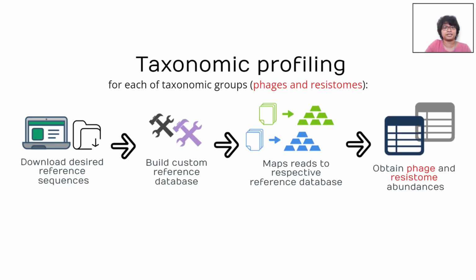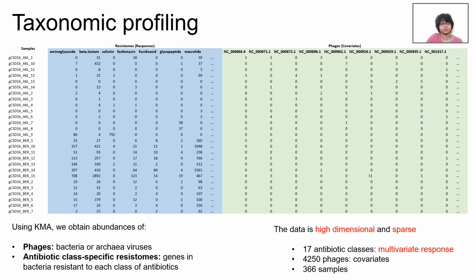Next, we employed KMA to extract the counts, or abundances, of genetic information from these sequences. We downloaded the required reference sequences for phages and resistomes and built respective custom databases for referencing, and then mapped the preprocessed reads to these custom databases. This gave us matrices of resistome and phage abundances. This is how our abundances would look like.